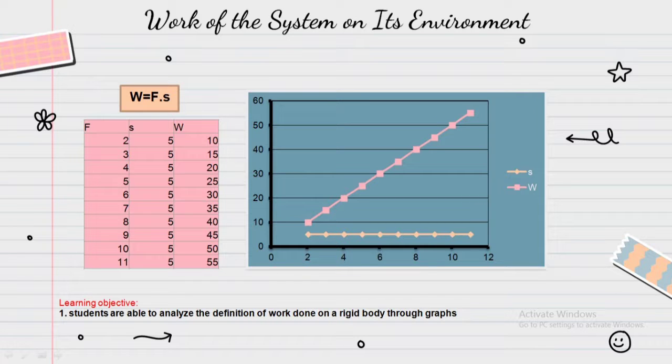Learning objectives. Students are able to analyze the definition of work done on a rigid body through graphs. The formula: W is equal to F times S. We know on the table that F is 2, S is 5, and W is 10, and so on. And from the graph, we know that S is still moving while the W is moving up constantly.